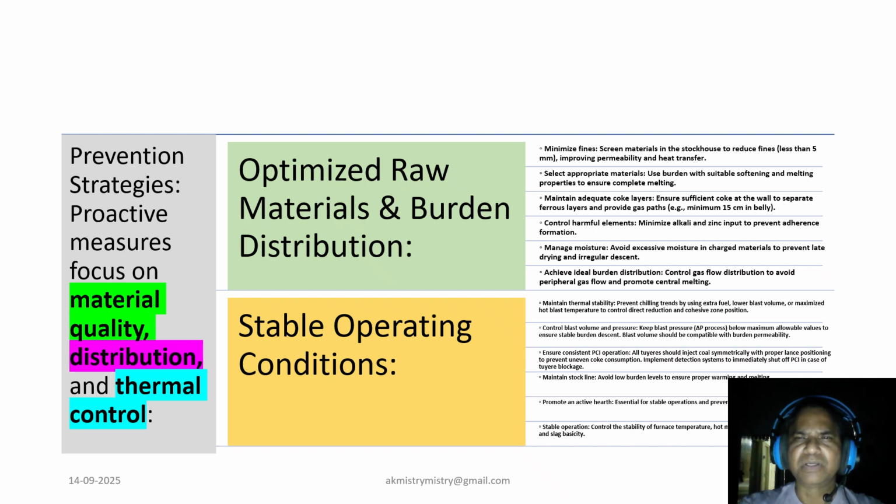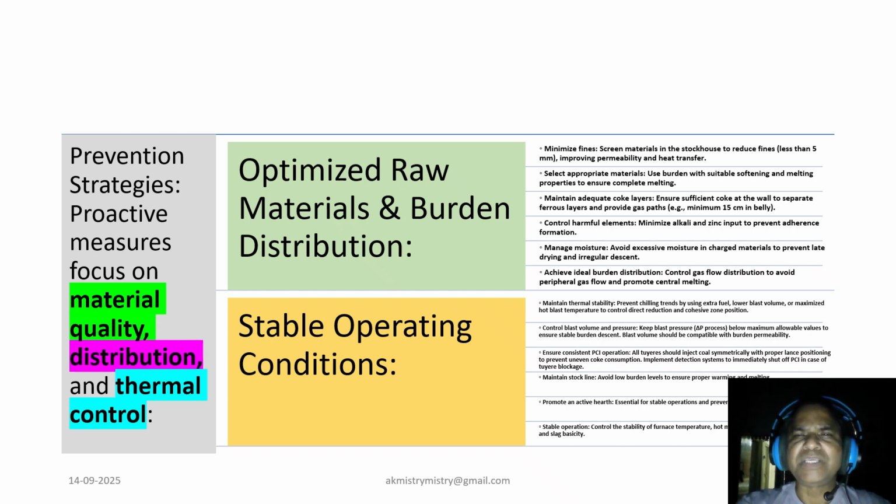burden distribution. This means aggressively minimizing fines through screening. We select burden material with ideal softening and melting properties and maintain adequate coke layer, especially at the wall. Controlling alkali, zinc, and moisture input is also critical. Operationally, we strive for optimal gas flow distribution, avoiding peripheral flow, and consistently manage the upward force from gas pressure.